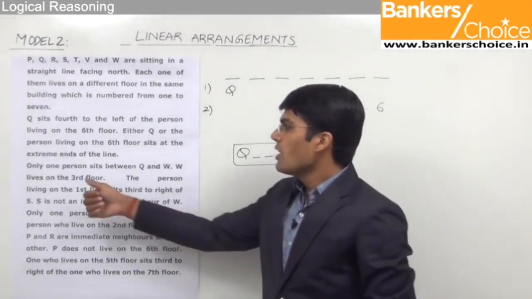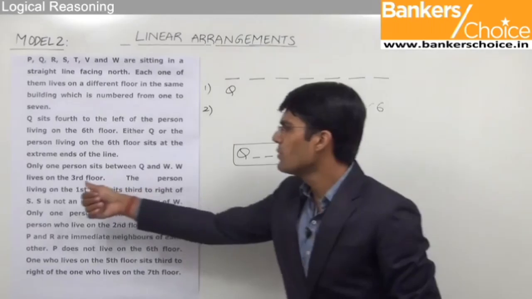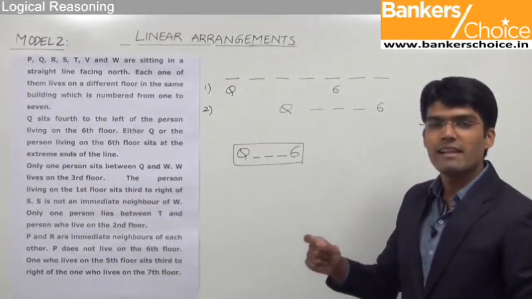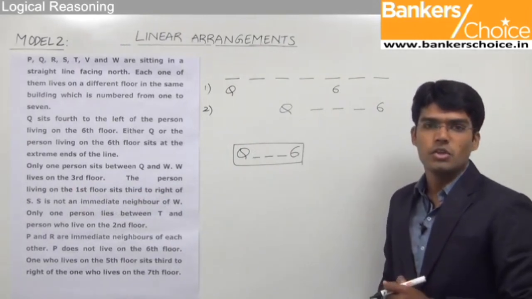The second point here is only one person sits between Q and W, and W lives on 3rd floor. So very clearly it is given that W lives on 3rd floor and there is only one person between Q and W.